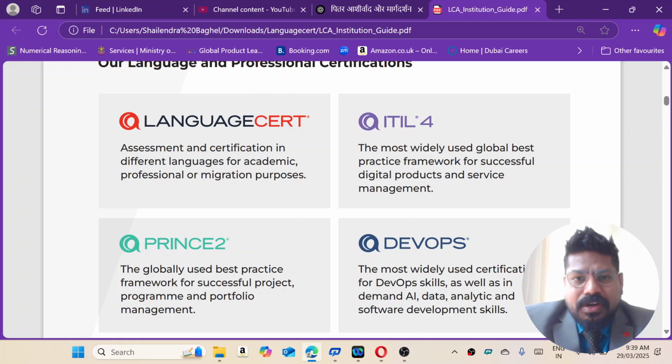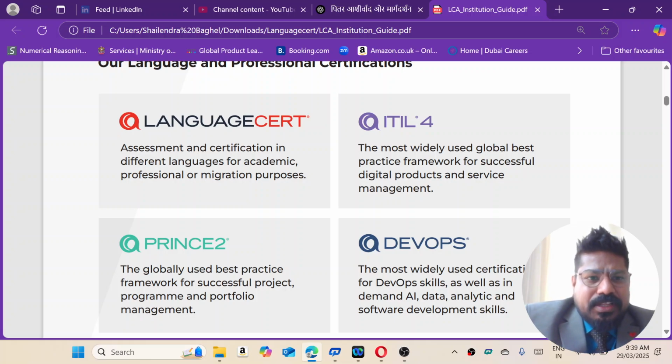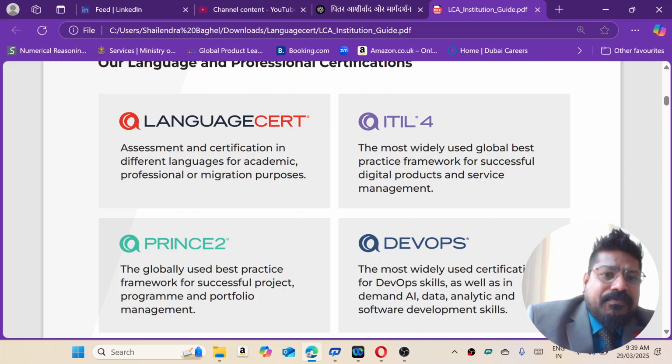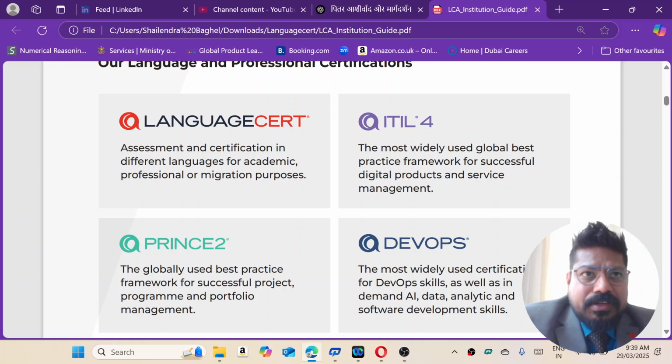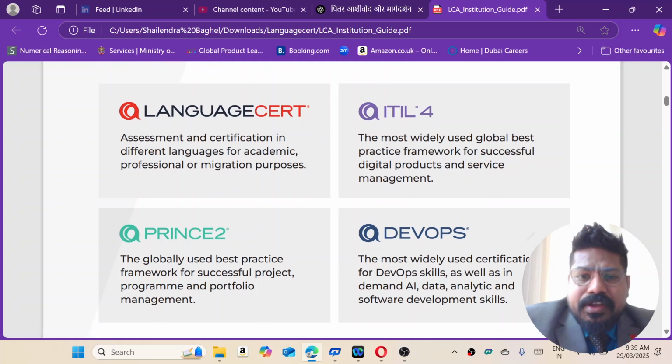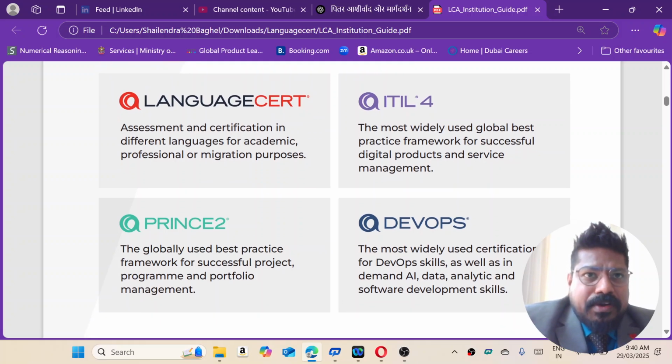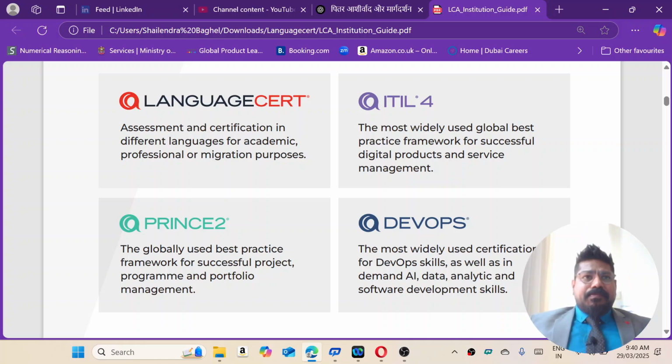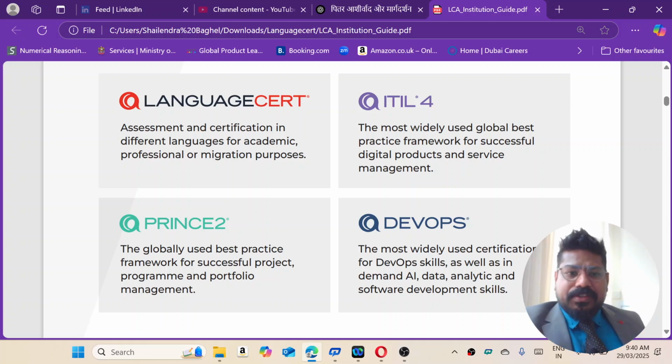the delivering authority, Axelos, I think, they have a certification, ITIL 4, Information Technology Infrastructure Library, variant 4. Those who are part of the IT industry must be aware of this kind of certification. Then comes PRINCE2, which is in project management, Projects in Controlled Environments, variant 2, and then DevOps.